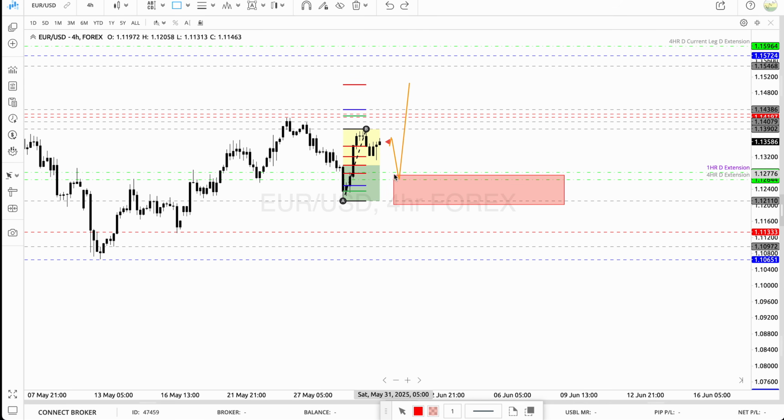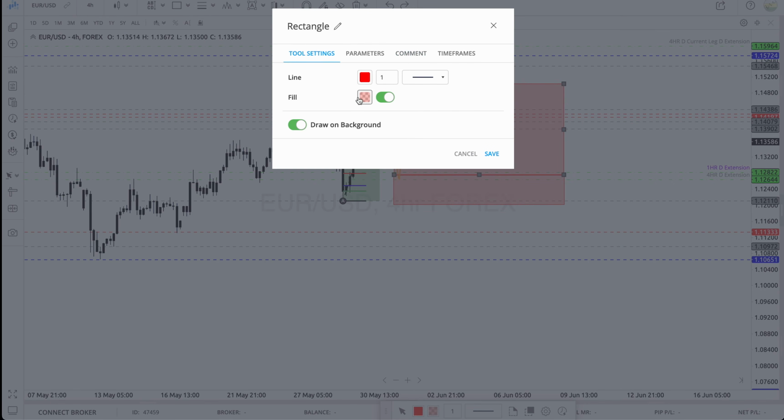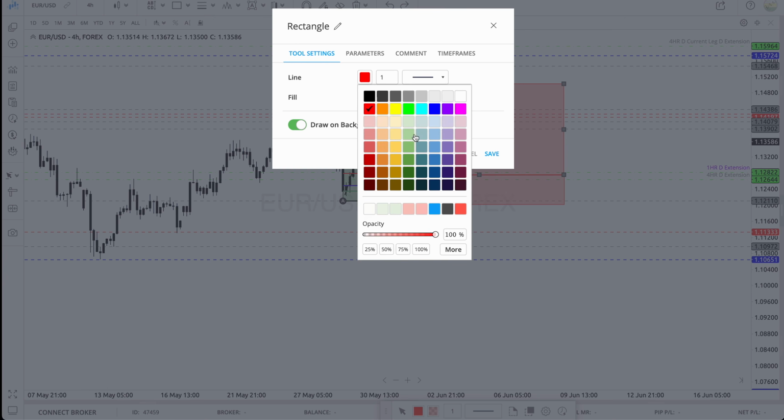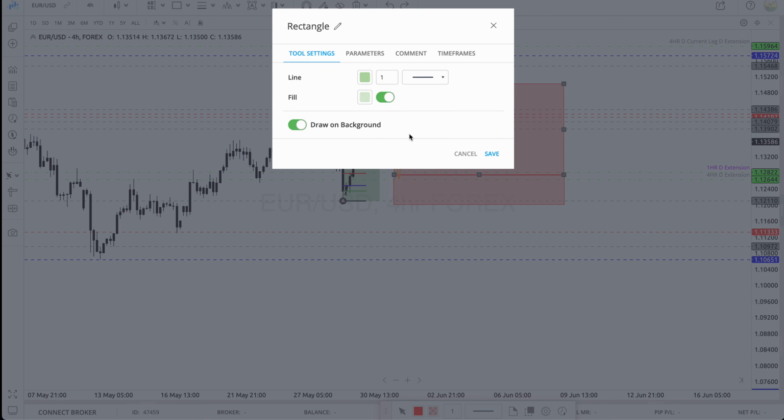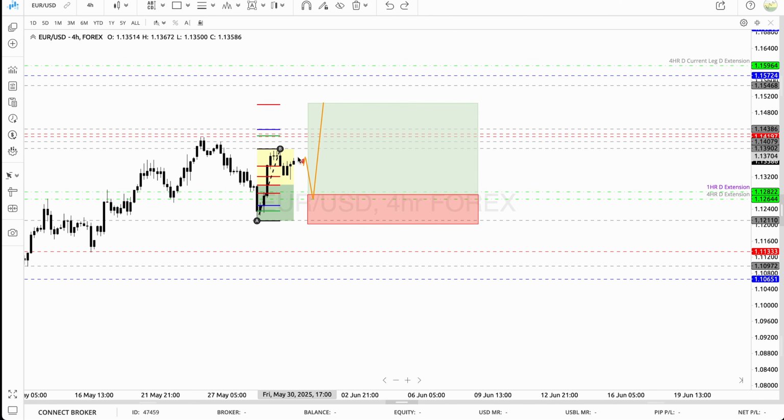And then I am going to move this to the upside, and we're going to turn this green because that's our take profit zone, right? And I did that wrong. This one should be green. This one should be light green. All right, so essentially what I'm saying is I believe that there's going to be a drop first, and then we will move to the upside.